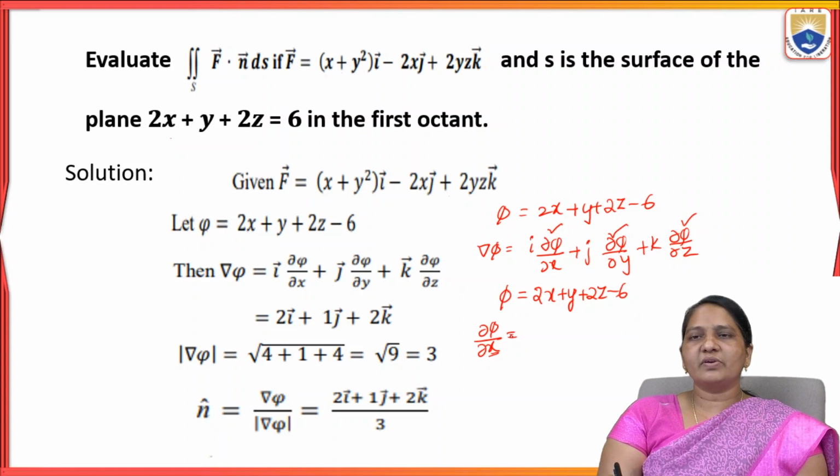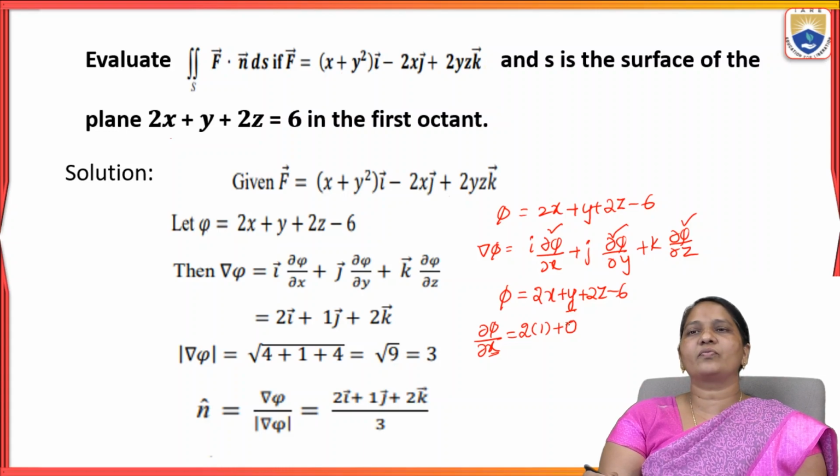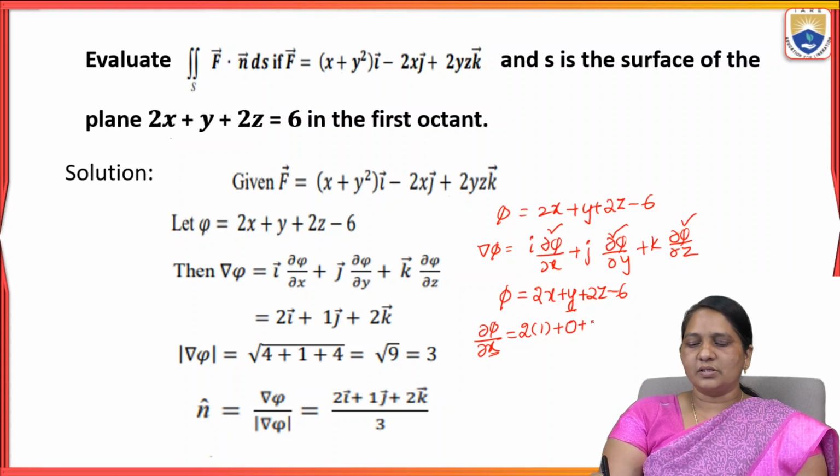When I am doing it with respect to x, y and z are both constants. So the derivative of 2x is 2, plus y is constant, so its derivative is 0, plus 2z is also constant, so the derivative is 0, minus 6 is also constant, so this value is 0. Finally I got 2. Dou pi by dou x value is 2.